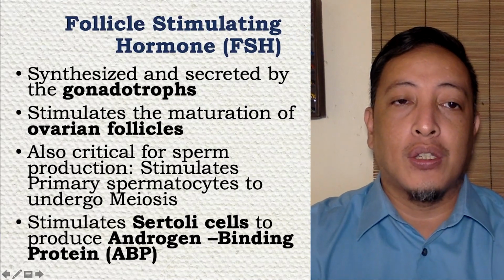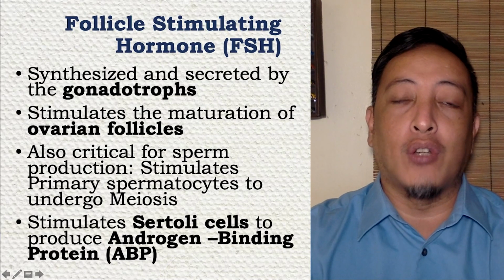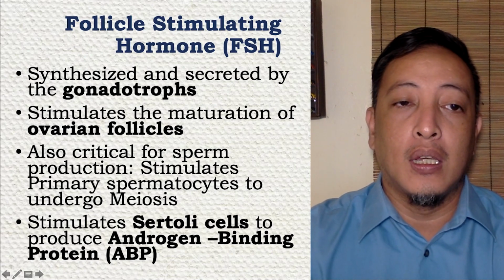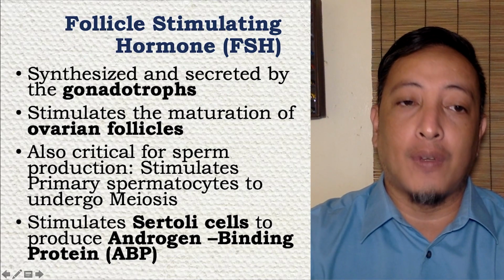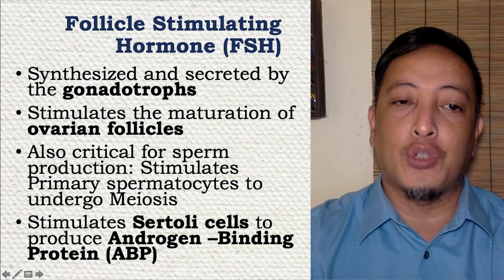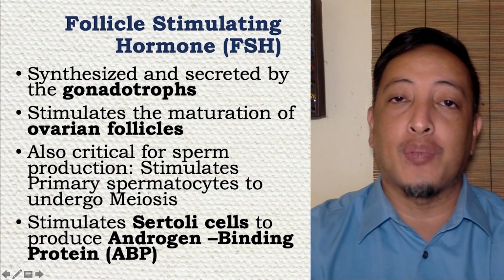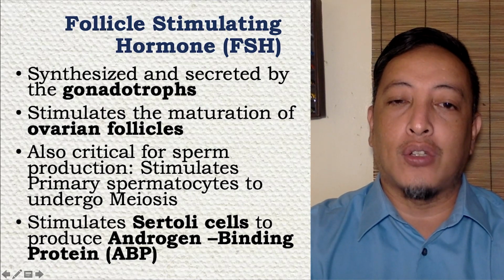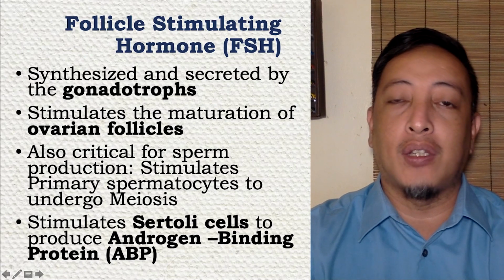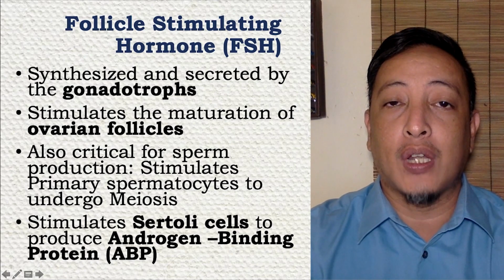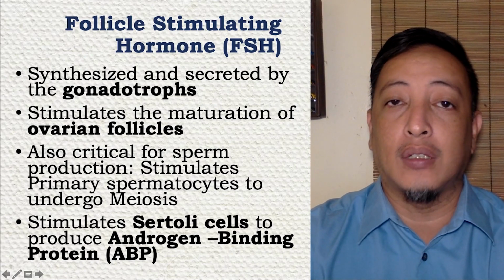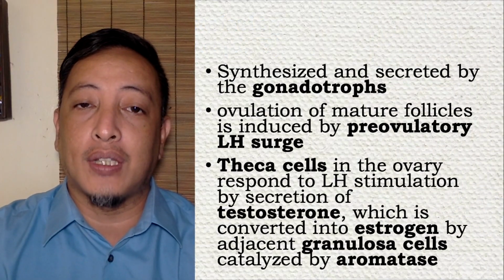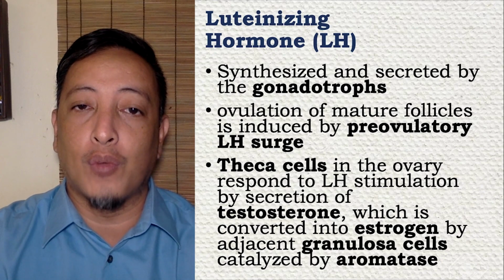Then for FSH, it is synthesized and secreted by the gonadotropes of the pituitary, anterior pituitary in specific. It stimulates the maturation of ovarian follicles, and it is also critical for sperm production. It stimulates primary spermatocytes to undergo meiosis. Then it stimulates the Sertoli cells to produce androgen-binding proteins, which is the main transport protein of testosterone or other androgens. And the luteinizing hormone is also synthesized and secreted by the gonadotropes.